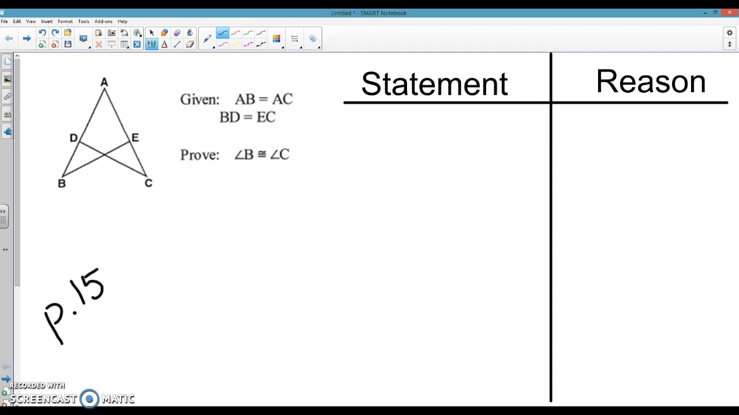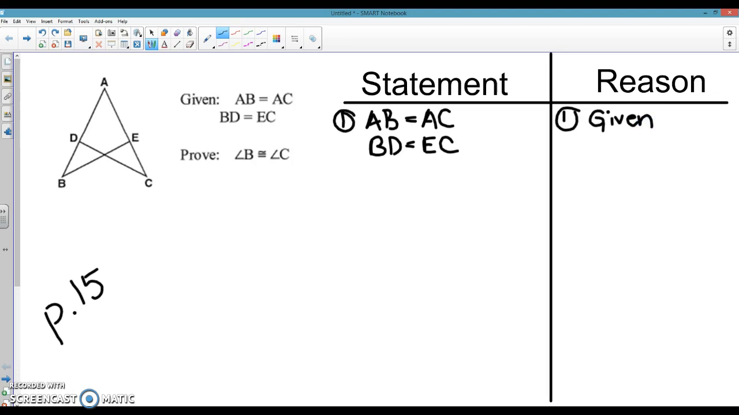The first step of any proof is to state the given information. So in this proof, they give us that AB is equal in measure to AC. And they tell us BD is equal in measure to EC. And my reason is that this information is given to us.